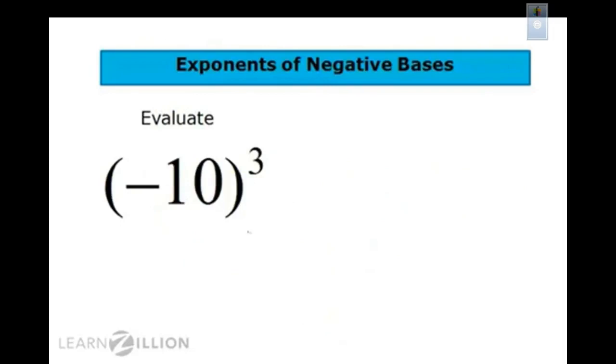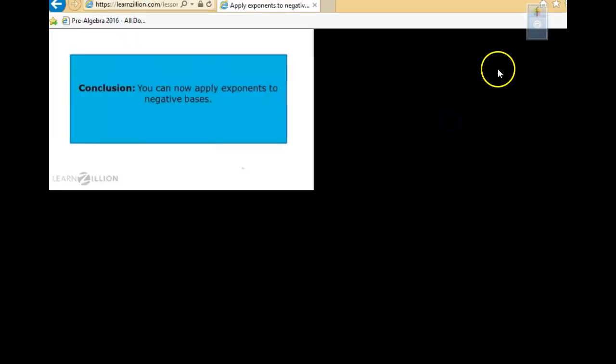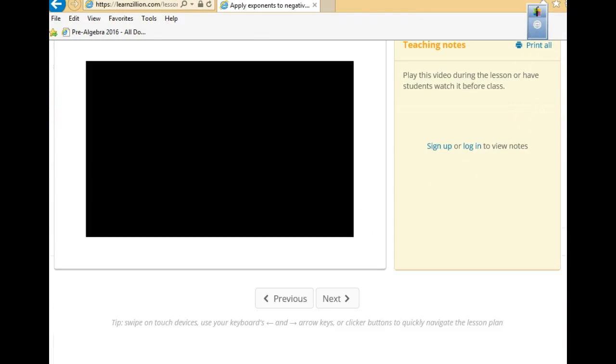Here my base is negative 10. I'm going to multiply it times itself 3 times. Negative 10 times negative 10 is 100, times negative 10. And I get a negative number, as I would expect, negative 1,000. So now you can apply exponents to negative bases.